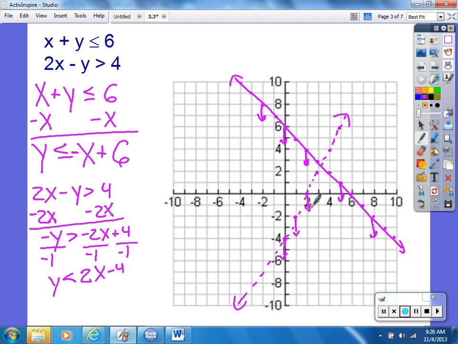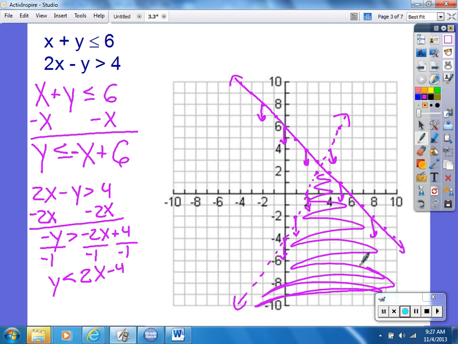Everybody see that? Where do the two sets of arrows overlap? Do they overlap up here? Do they overlap here? Do they overlap here? How about down here? Yeah. So I just shade right in there. Notice I don't have two different shadings going on that graph. I only have one shading.